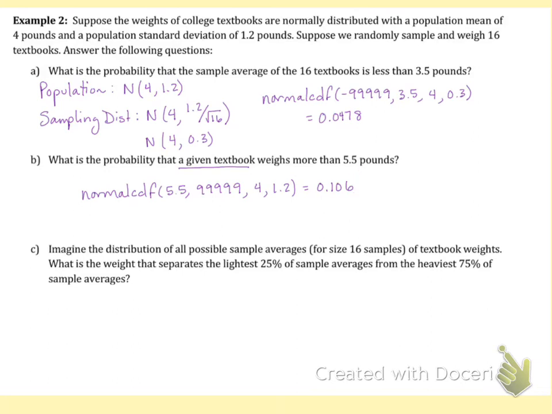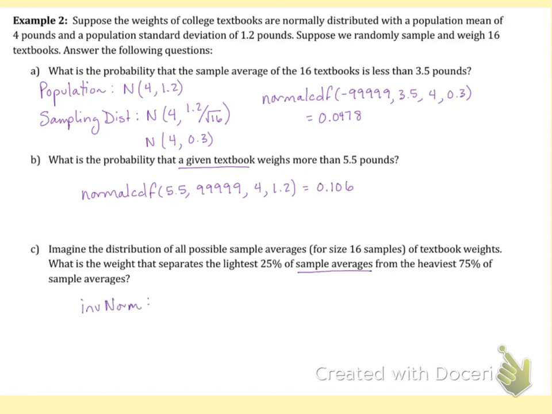For the bottom problem, it says, imagine the distribution of all the possible sample averages for size 16 samples of textbook weights. So again, we're back to talking about the sampling distribution for size 16. What is the weight that separates the lightest 25% of sample averages from the heaviest 75% of sample averages? So in this case, we're looking for the sample average that separates this area. So we're using the inverse norm command.